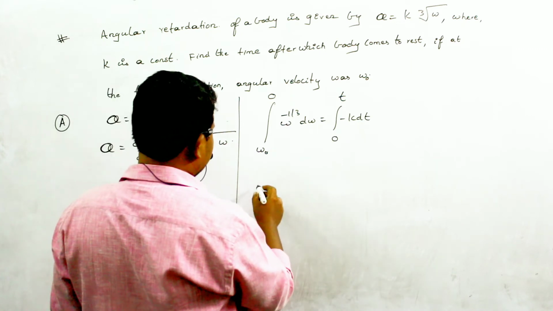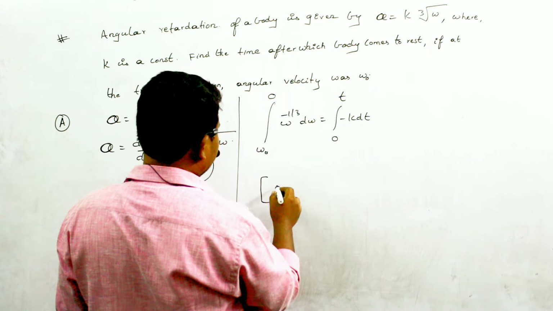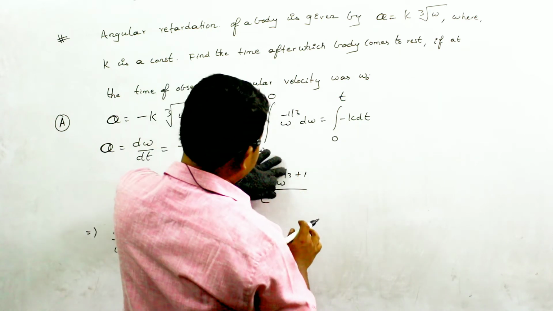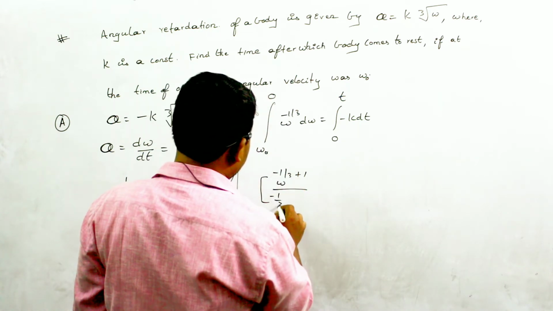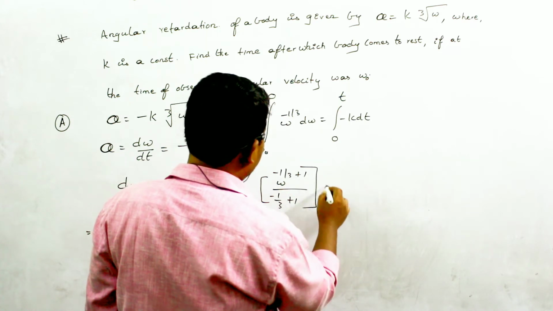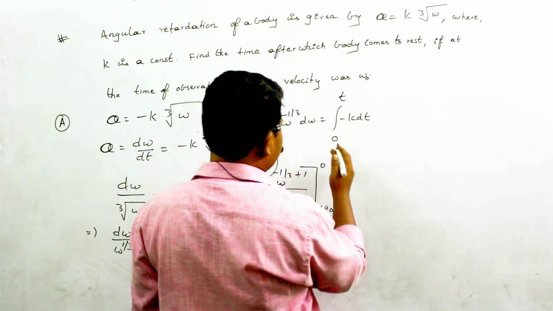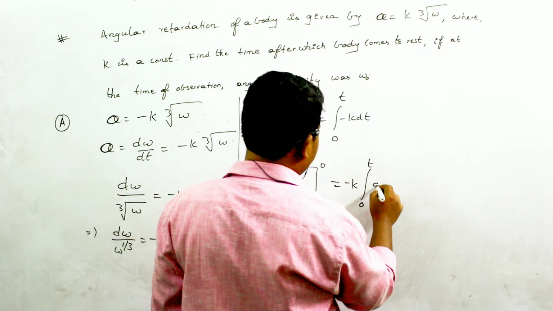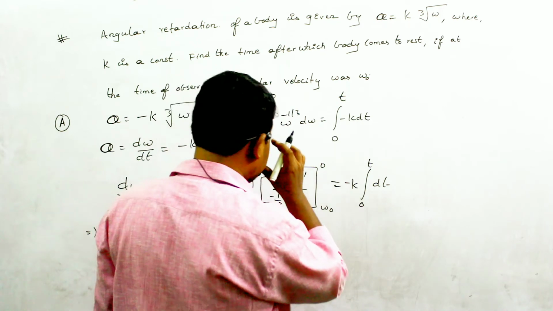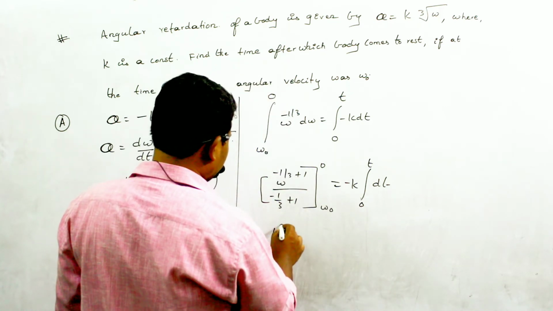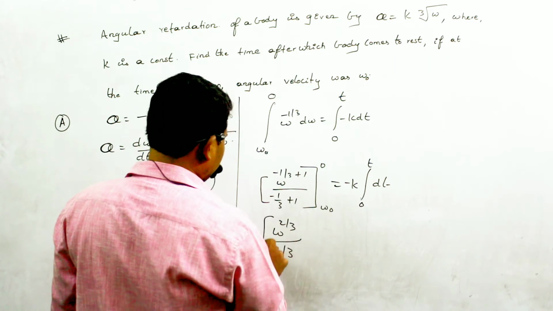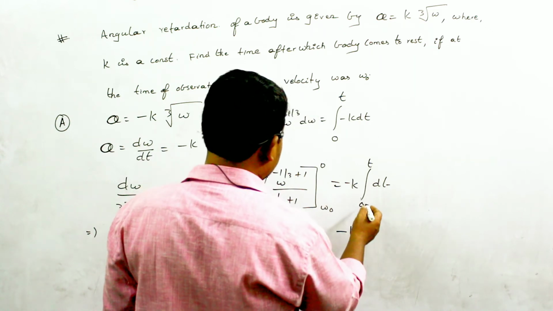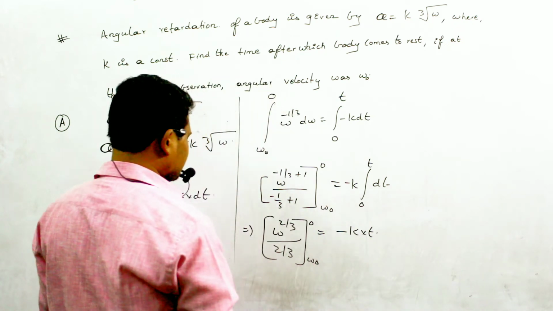Now if I integrate this, the integration of omega power minus 1 by 3 is omega power minus 1 by 3 plus 1, divided by minus 1 by 3 plus 1, and the limits are applied from omega naught to 0. And here k is a constant, so I can take minus k outside, then the integration of dt from 0 to t. Here the integration and differentiation get cancelled. So finally what I will get is omega power 2 by 3 divided by 2 by 3, with limits omega naught and 0, and this equals minus k into t, where instead of t I can place small t only. This is the result I will get here.